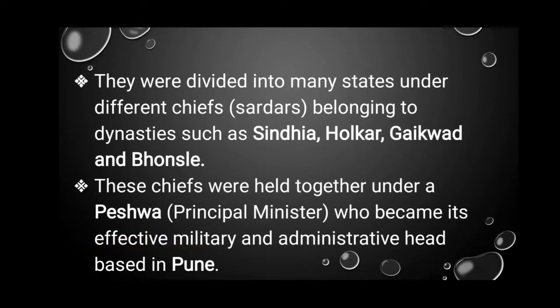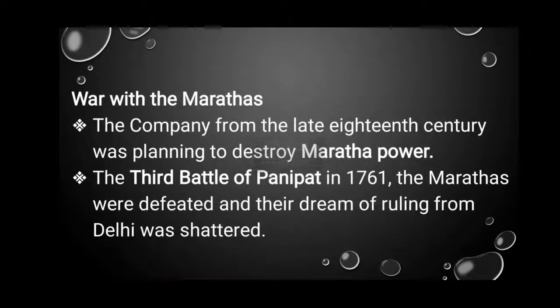So what happened? The dynasties Scindia, Holkar, Gaekwad and Bhonsle were under the control of different chiefs. These chiefs were held together under one powerful person, that is the Peshwa, the principal minister. He is the main person who became its effective military and administrative head, and that was in which place, dear children? Pune.